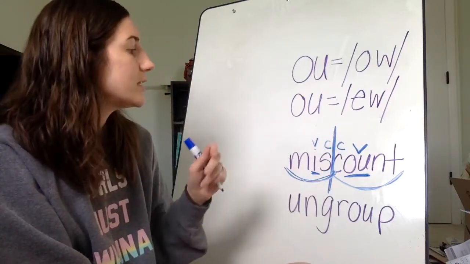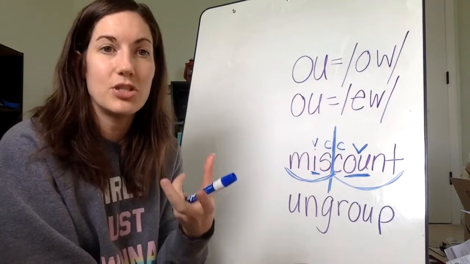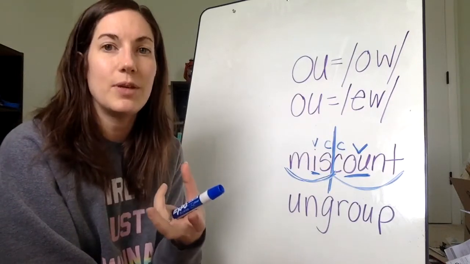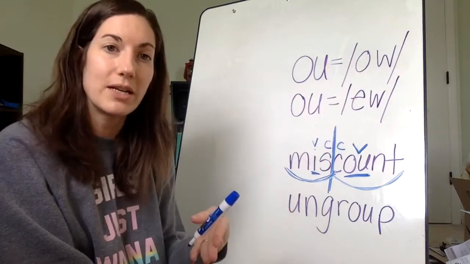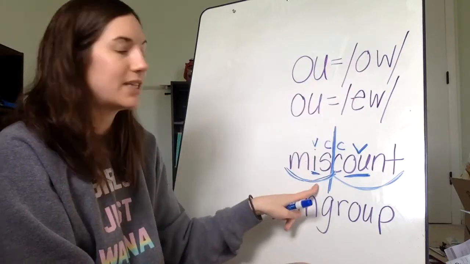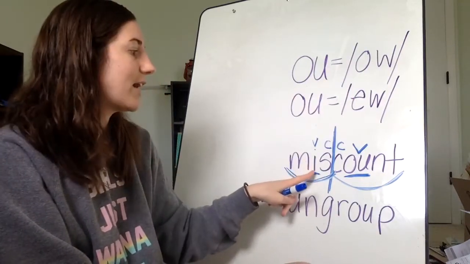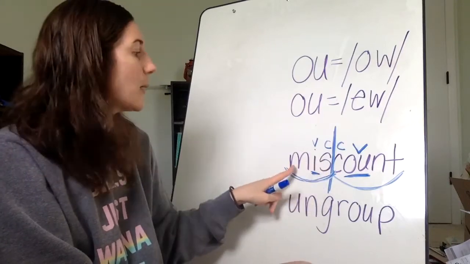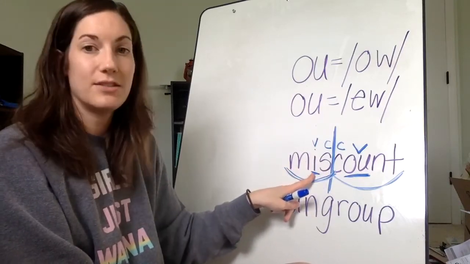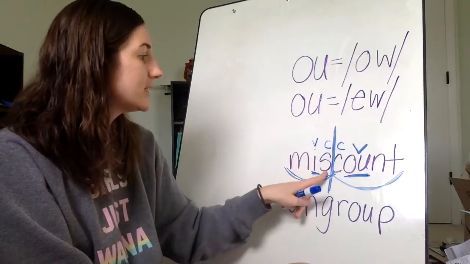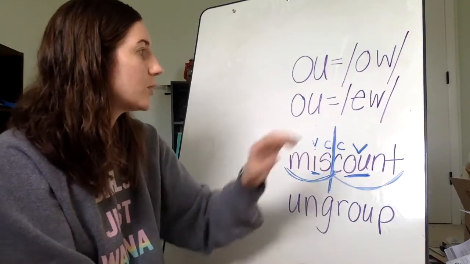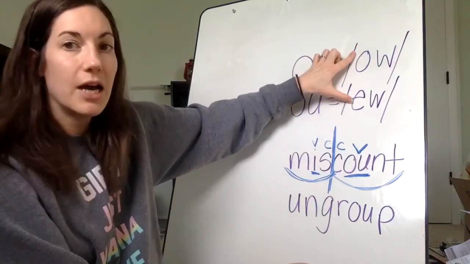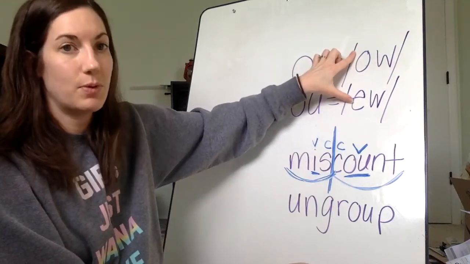Okay? So let's go ahead and start sounding out and decoding this word and see if we can figure out which sound for OU is correct. So our first syllable is a closed syllable. Remember, that is a vowel followed by a consonant. It says its short sound. It, miss. And now in our second syllable, we're going to try out both of our OU sounds to see which one makes the real word.